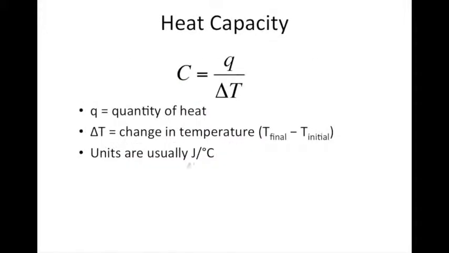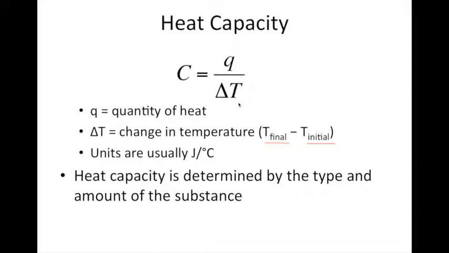So we can calculate heat capacity, which is abbreviated generally with a capital C, as follows. Heat capacity is equal to the quantity of heat divided by the change in temperature. So the quantity of heat that's absorbed divided by the change in temperature, where the change in temp is final minus initial. So that gives us units of joules per degree Celsius, or it can sometimes be joules per Kelvin.